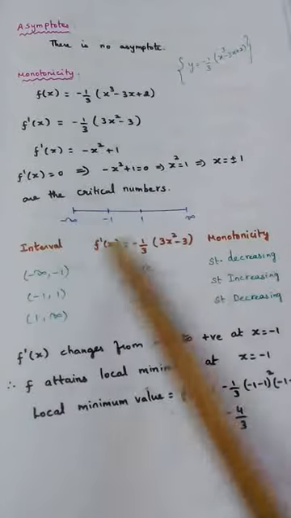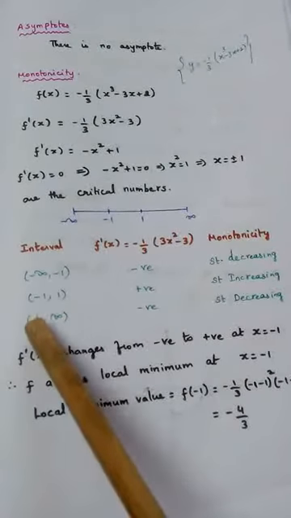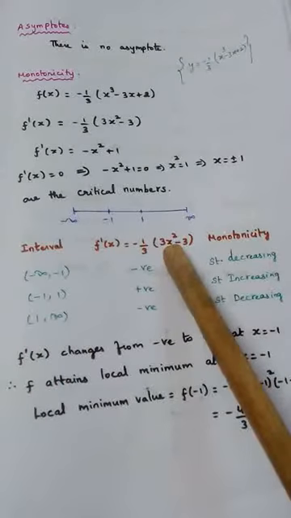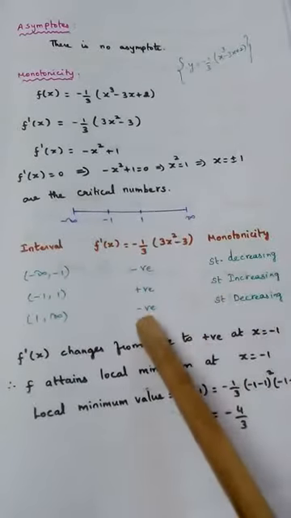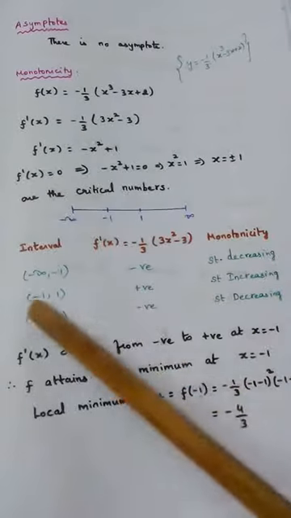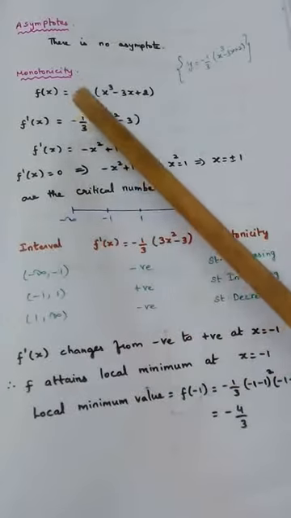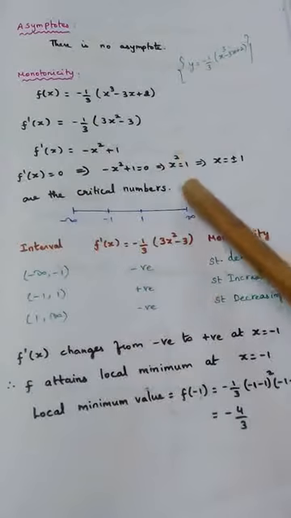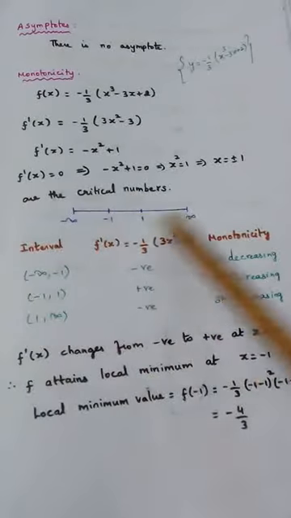Third interval, 1 to infinity. Take 2 and substitute. 12 minus 3, 9. Again a minus is present, so negative, strictly decreasing. So this is called monotonicity: at which interval it is decreasing or increasing. How to do it: set the first derivative equal to 0, find the critical numbers, draw the number line, get the intervals and draw this table.